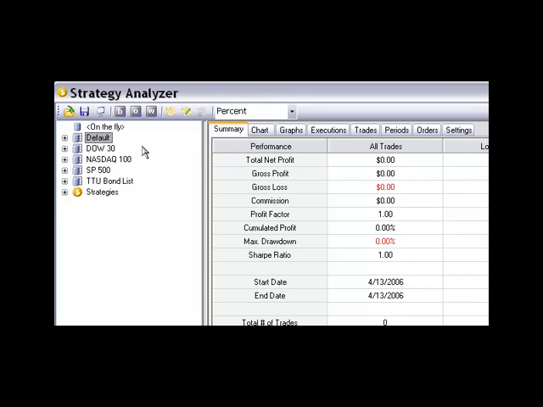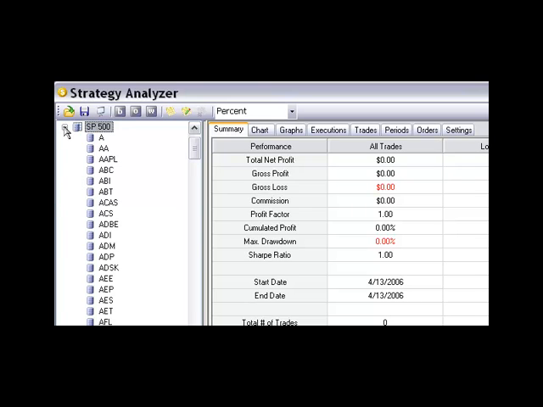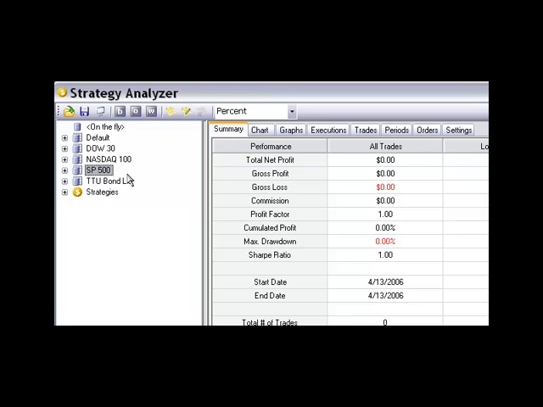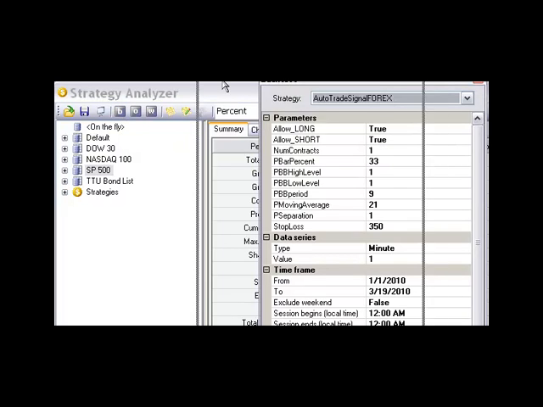And to run or to evaluate the performance of a strategy, we will select first a group of stocks on which to run the strategy. For our purposes, let's run the strategy on the S&P 500. Now what this will do is it will actually run the strategy on the entire set of 500 stocks contained in the S&P 500 group. We'll select the S&P 500 group, and then if we click B, we will run a backtest.